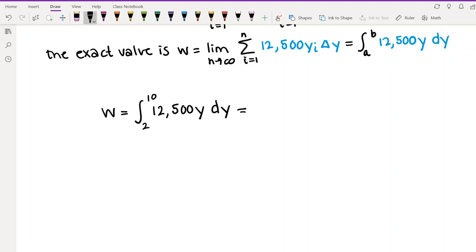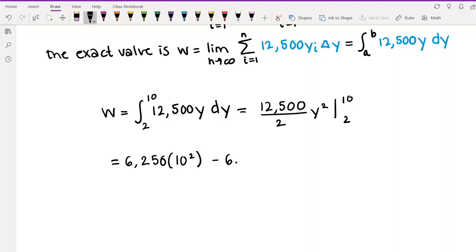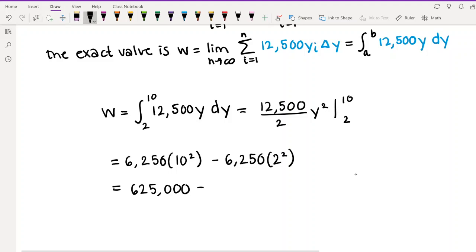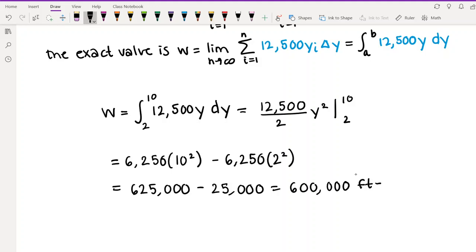Okay, so now we take the antiderivative. Our antiderivative is going to be 12,500 over 2 times y squared, and we're evaluating at 10 and at 2. So that's going to be equal to 6,250 times 10 squared minus 6,250 times 2 squared. And so that gives you 625,000 minus 25,000. And so our final answer is 600,000. I wrote something down wrong in my notes earlier, but this is right. So 600,000, and our units are foot-pounds once again.